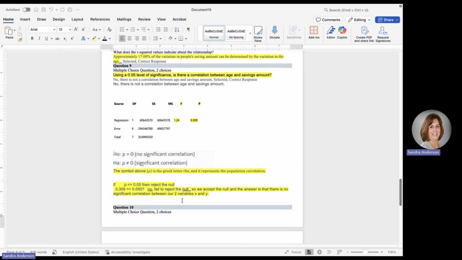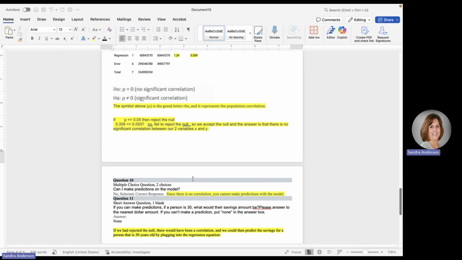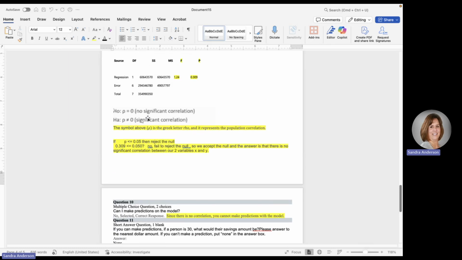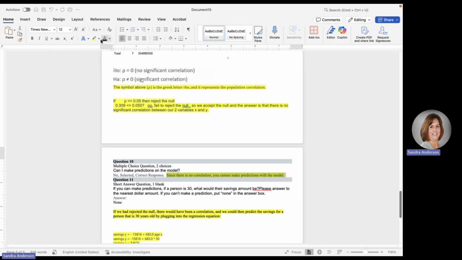Okay. Once we've done that, our next question is going to ask us, well, then can I make predictions on this model? If there is a correlation, so if you chose the alternate hypothesis, then you would say, yes, there is a correlation, and so then you can make predictions based on the model. But since we found there's no significant correlation, then it follows and makes sense. Since they're not correlated at all, then we cannot use the model. So that is what we're answering here.